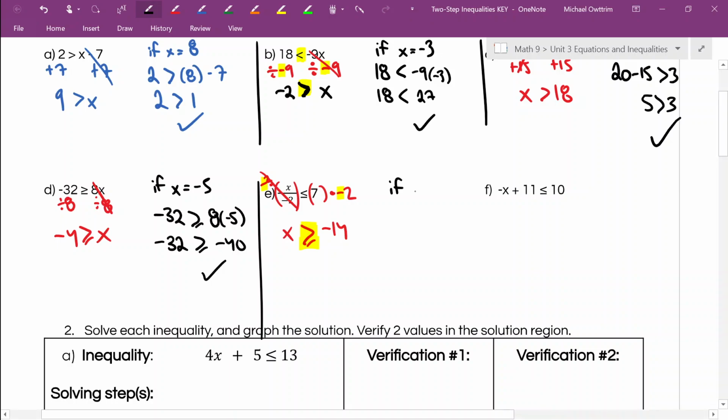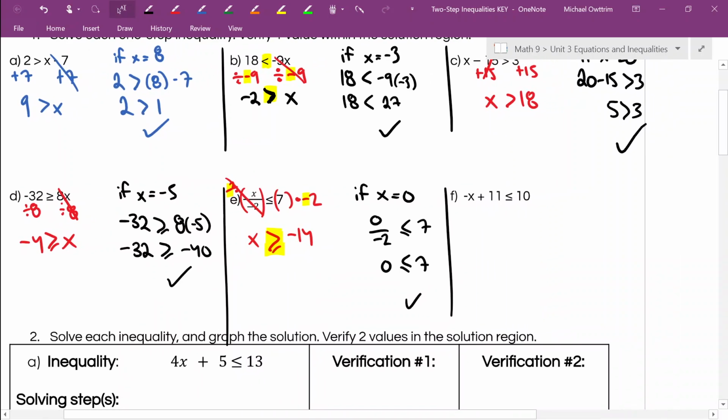So let's check a number that is greater than negative 14. I'm going to choose 0. So if x was 0, we'd have 0 over negative 2 is less than or equal to 7, obviously. 0 divided by negative 2 is 0, which is, in fact, less than or equal to 7. So that did work.